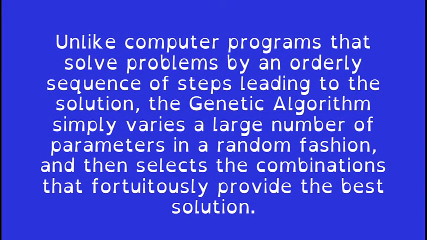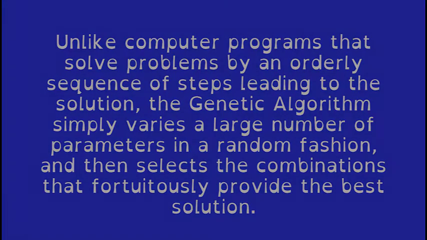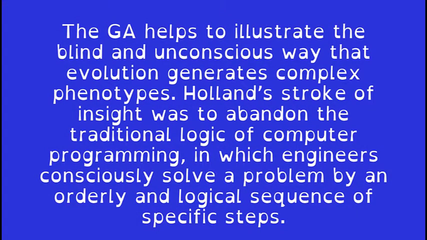Unlike computer programs that solve problems by an orderly sequence of steps leading to the solution, the genetic algorithm simply varies a large number of parameters in a random fashion and then selects the combinations that fortuitously provide the best solution. The GA helps to illustrate the blind and unconscious way that evolution generates complex phenotypes.